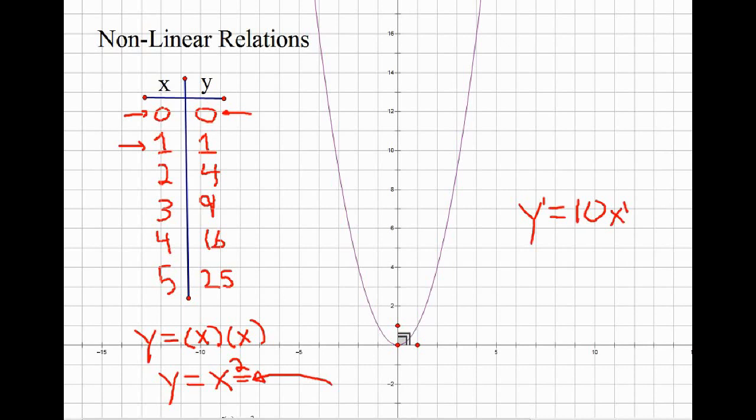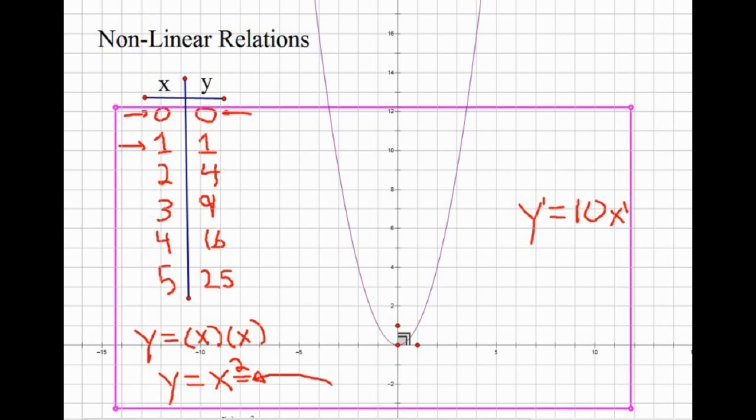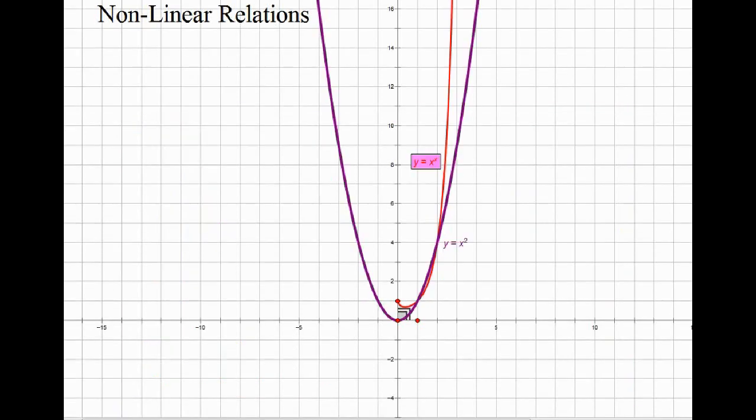And that's another way to tell whether or not you've got a linear or nonlinear relationship. If you've got two variables and one of the variables has an exponent anything other than 1, you know you've got a nonlinear equation there. So what we're going to do next is take a look at some other examples of nonlinear relations.